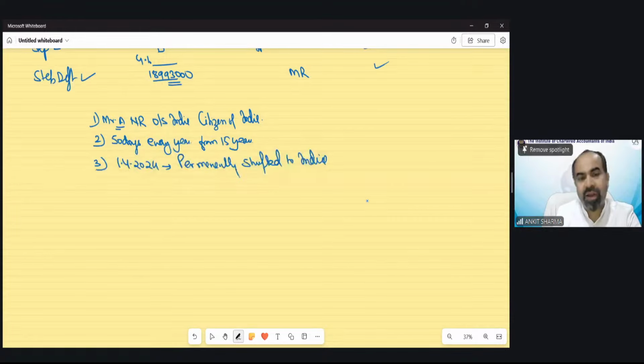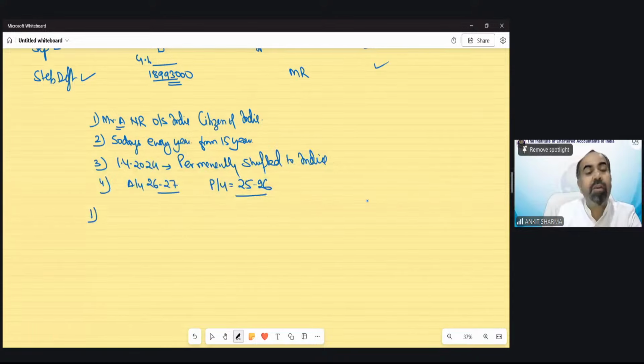Permanently shifted to India. Now the question is, what would be the residential status for assessment year 26-27? For the purpose of the status, we have to find out how many days he was in India for 25-26. Before that, the first thing we need to find out is whether it is a normal case or a special case. In a special case, there are 3 specific cases, B1, B2, B3. In a normal case, only the basic condition needs to be applied.